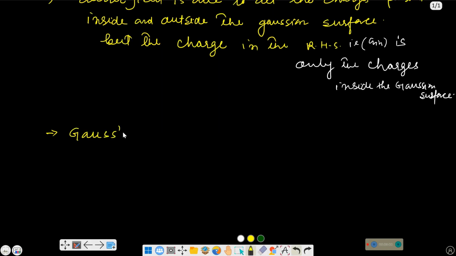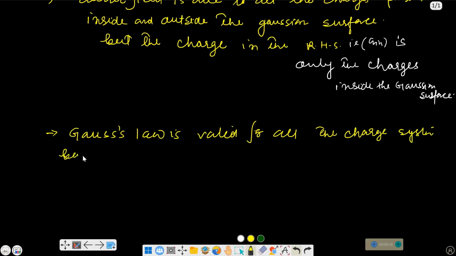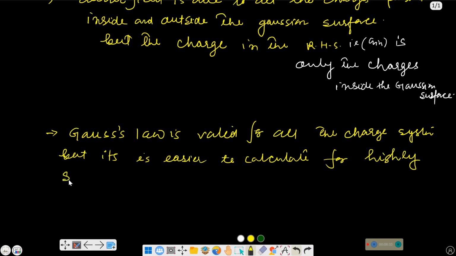Gauss law is valid for all charge systems, but it is easier to calculate for highly symmetric charge systems. Highly symmetric charge system. So these are two very important points regarding the Gauss law.